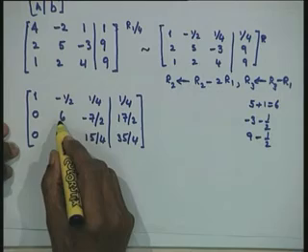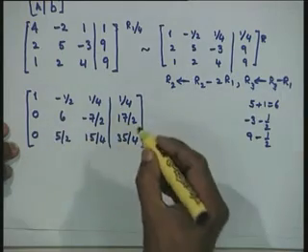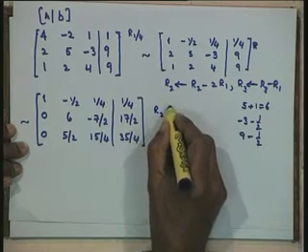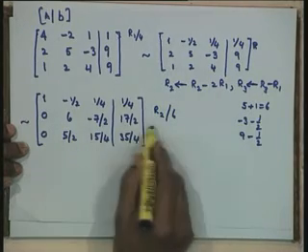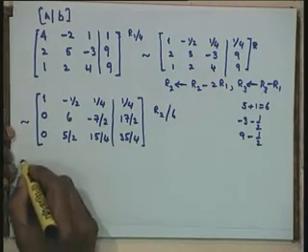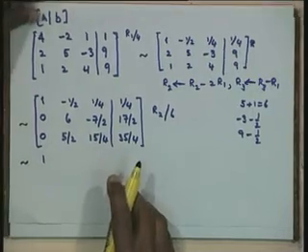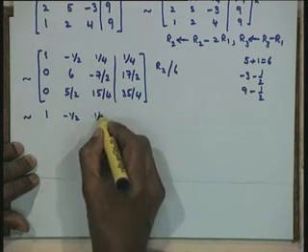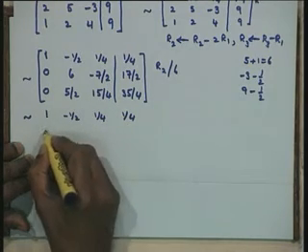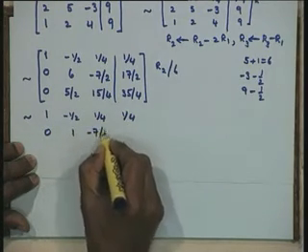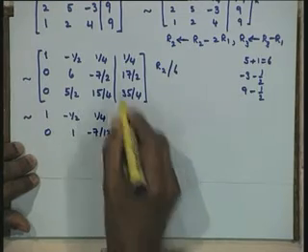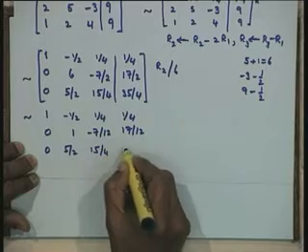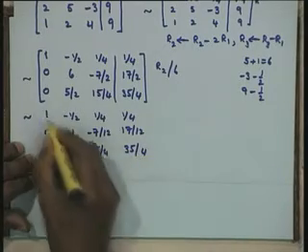Now, I would again make this diagonal element as 1. So, I will perform the operation R2 divided by 6, row 2 divided by 6. Then I will get a system: 1, minus half, 1 by 4; 0, 1, minus 7 by 12, 17 by 12; 0, 5 by 2, 15 by 4, 35 by 4.